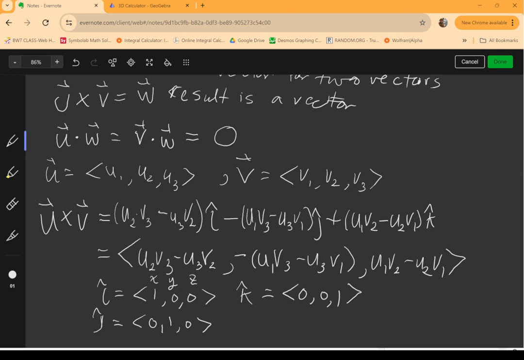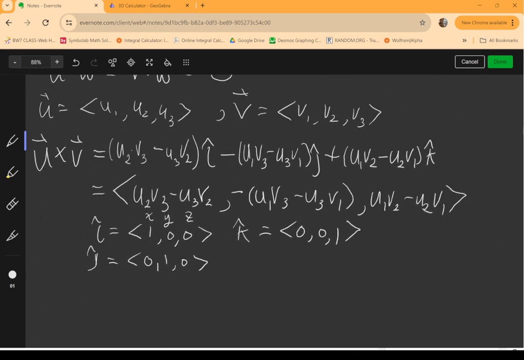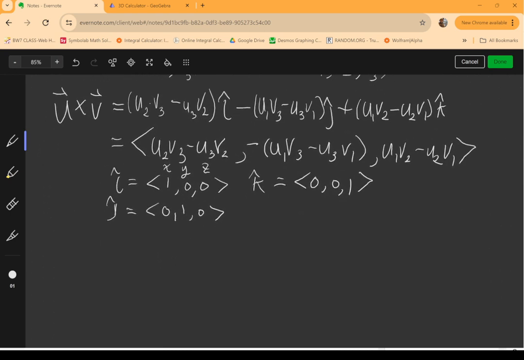In a later video, we'll look at a shorthand way to calculate the cross product, so that it eliminates trying to memorize all these quantities here, right? And it'll involve using a determinant, which we covered in the previous video. Okay, so let's look at an example.